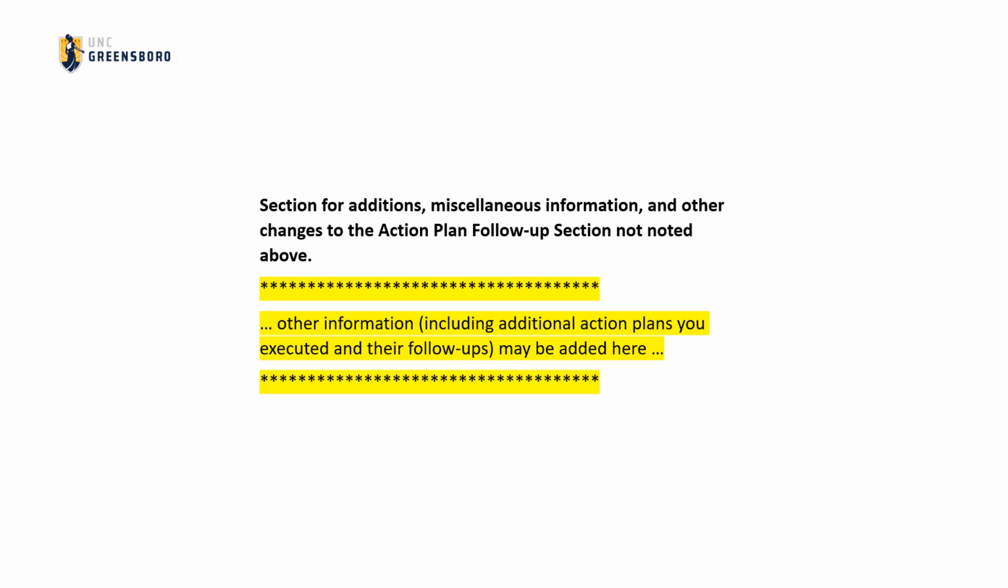Next is the section for additions, miscellaneous information, and other changes to the action plan follow-up section. In this optional section, the user is provided with an editable text area where other information regarding action plan follow-ups may be provided. For example, did you execute an action plan that wasn't listed in the action plan follow-up section? If so, here's a spot to list that action plan and its associated follow-up. Other miscellaneous information may be provided here as well.